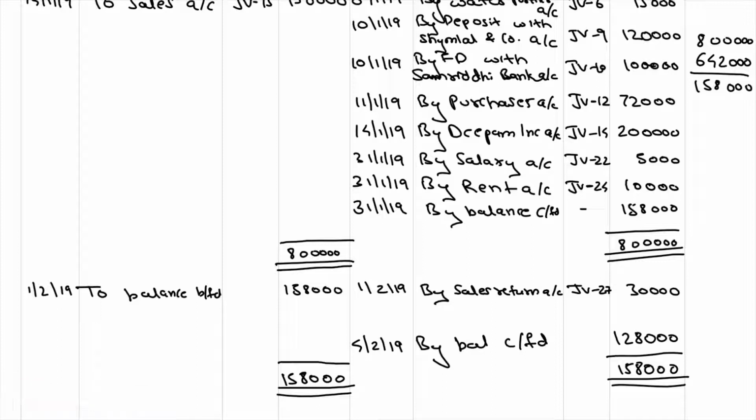Then on debit side 4th Feb 2019 to balance brought forward 1,28,000. Either we can write this as 4th Feb 2019 or we can also assume that this closing we are doing on the end of the day of 4th Feb 2019. So we can write here it as 5th Feb 2019. Either way it's okay. Now let's go to the next ledger account.